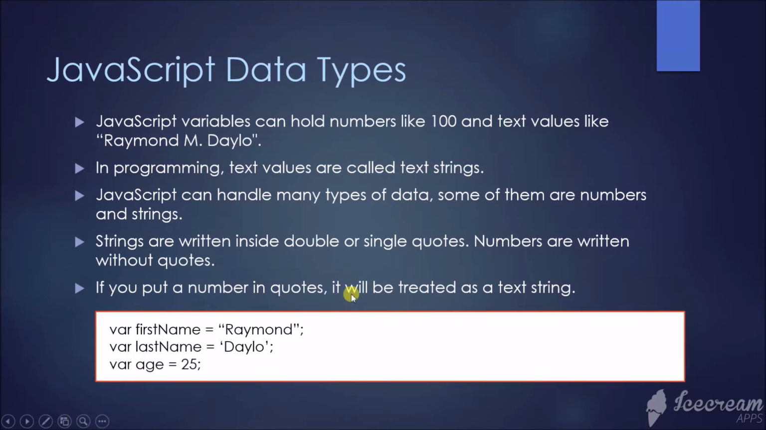So we have here yung sample variable declaration natin wherein yung first name is equal to the value of Raymond. In this part, I use double quote. While yung last name is equal to the value of Dilo, wherein this part naman, I use single quote. Then we have yung age, which has a value of 25. Okay?